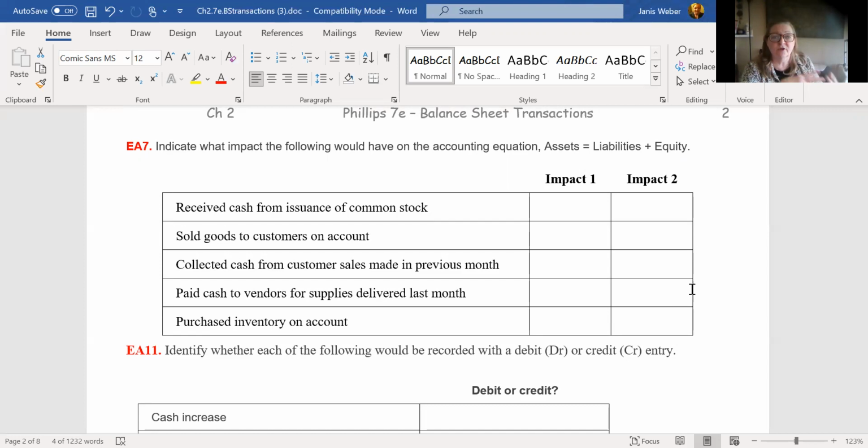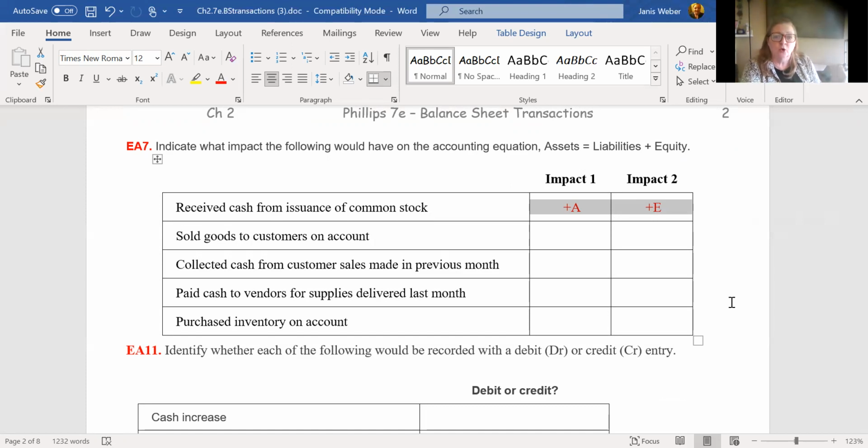What we're going to do is figure out the impact of the following transactions on the accounting equation: assets, liabilities, and equity. The first one says, we received cash from issuance of common stock. So we increased cash, an addition to cash. That's the first impact. I'm just going to go ahead and show them both. And we increased equity because we issued common stock. So we're just trying to peg it as an asset, a liability, or an equity entry. We increased cash, so it's an addition to assets. We increased common stock, so that's an addition to equity.